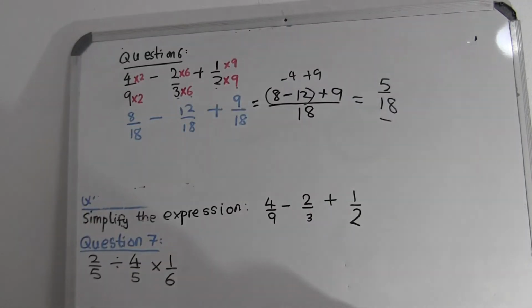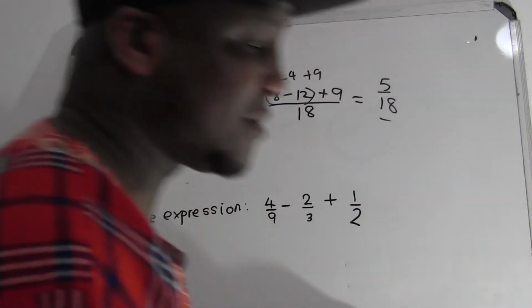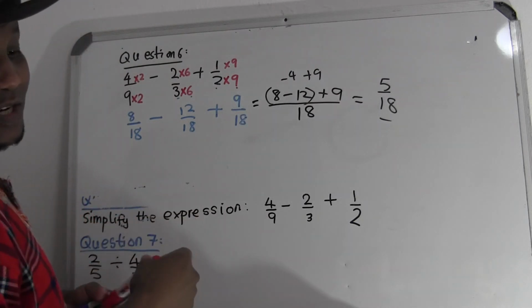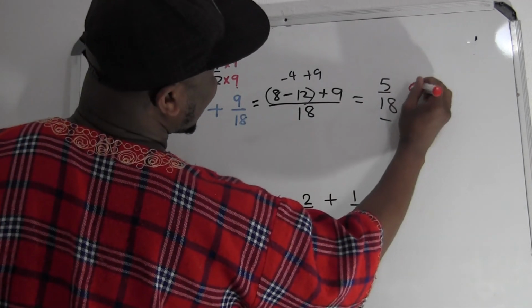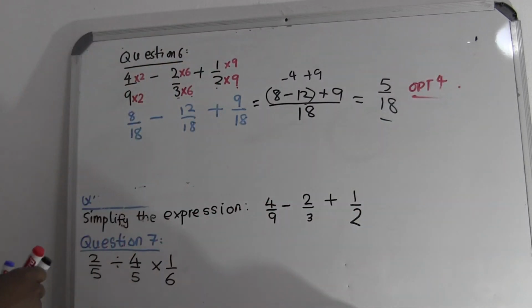Negative 4 plus 9 equals 5 over 18. So for this question, I'm taking 5 over 18. It seems question 6 is option 4. Okay, now let's go to question number 7.